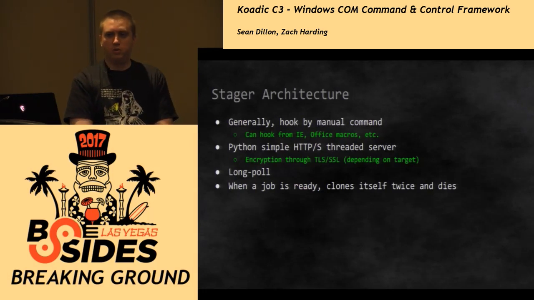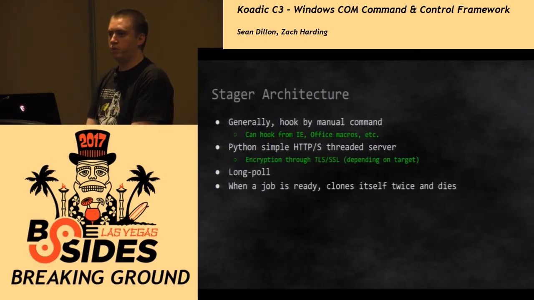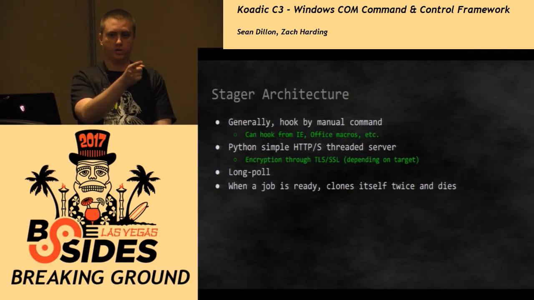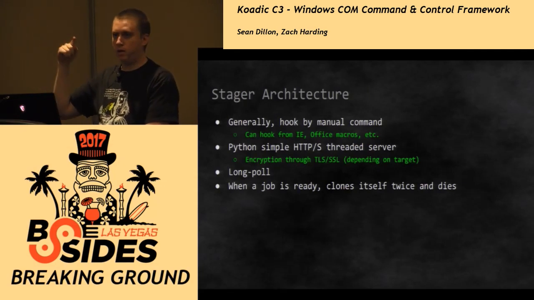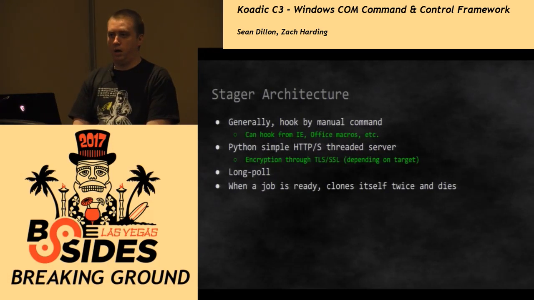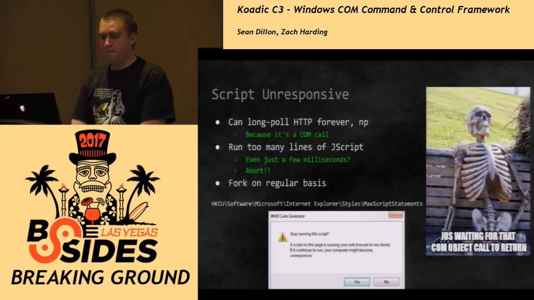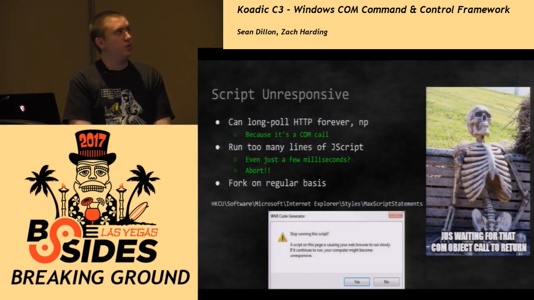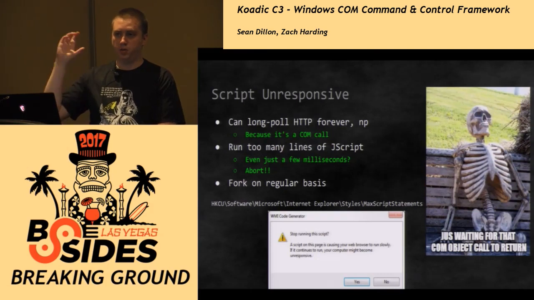What we do is long poll, so that's kind of the old school way of querying a web server before WebSockets, is you would just make a call, the server will hang for a while, and then when finally there's some work to be done, it'll reply. And so that's what we do, we just do a long poll. And then when the job is ready, we clone a new stager and a new job, and I'll explain that in a second. So we're able to long poll HTTP forever because we're calling into COM, and so COM is the one that's taking a long time to return.